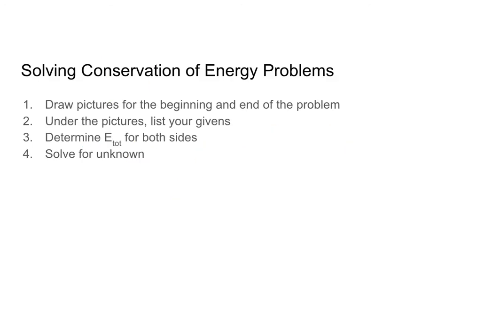So that brings me to a discussion on how you approach solving a conservation of energy problem. So we want to start by drawing a picture, and really 2 pictures, one for the beginning and one for the end. So the before and the after picture. Then we want to list our givens under the picture or as labels on the picture. We want to determine what kinds of energy each side of our equation, picture has, so our before and our after. And then we can use that to expand out our E final is equal to E initial equation and solve for whatever is unknown in our problem.